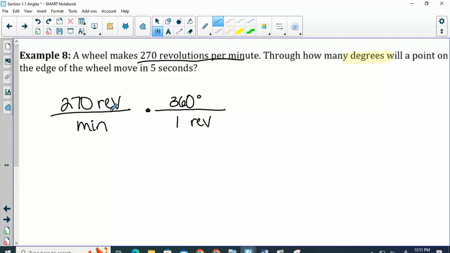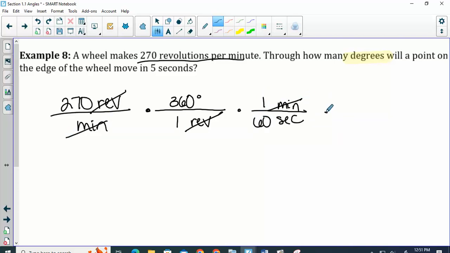Have you guys done unit conversions like this in your science classes? Yes. Okay, so that would give me the degrees. And then I went for 5 seconds. So right now I'm in minutes, so I need to change my minutes. Minutes is on the bottom, so to cancel it, it needs to be on top, and we want seconds. 1 minute is 60 seconds.